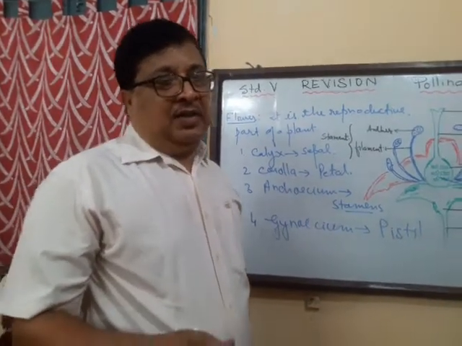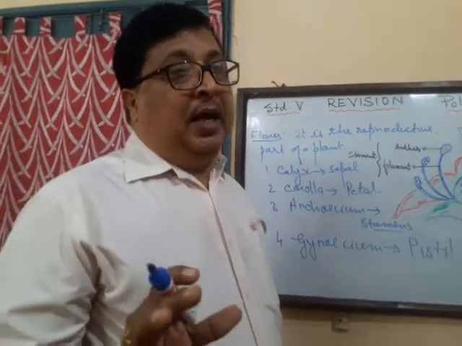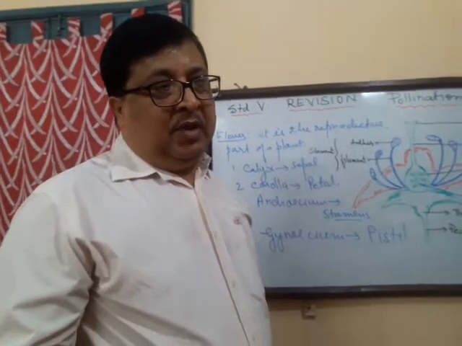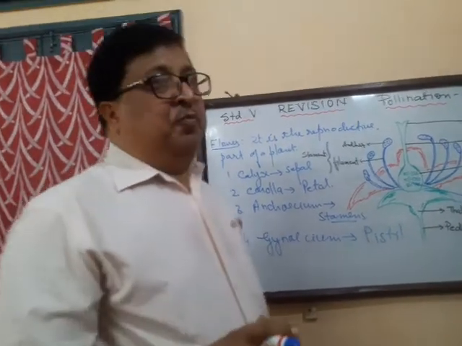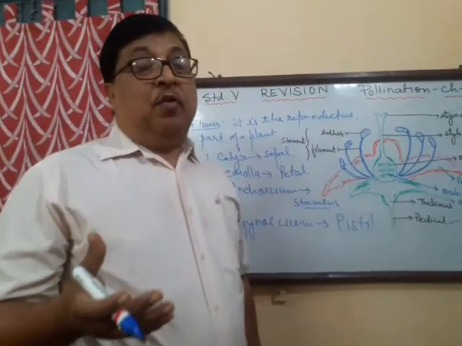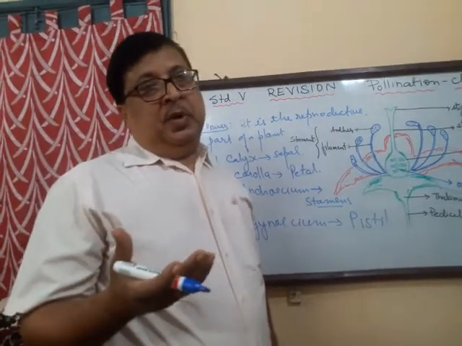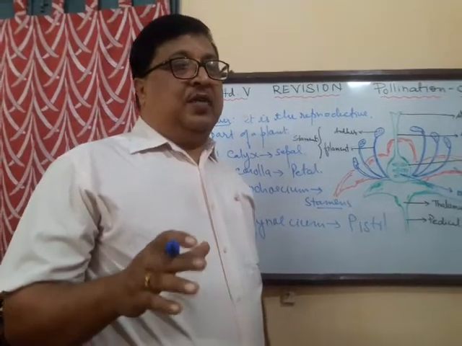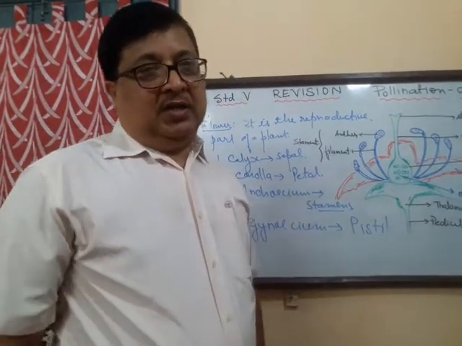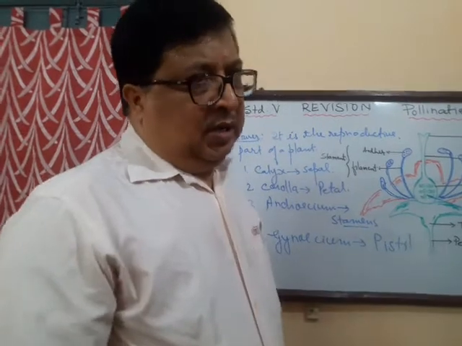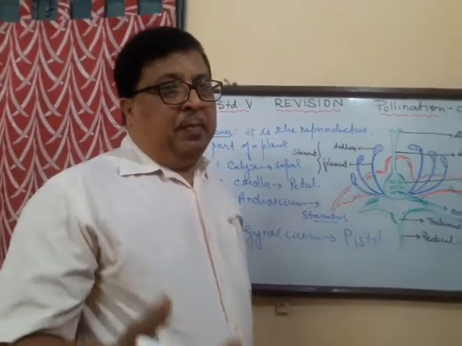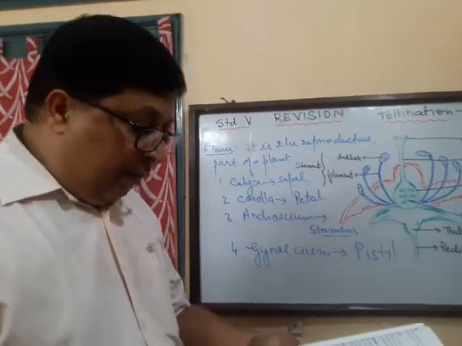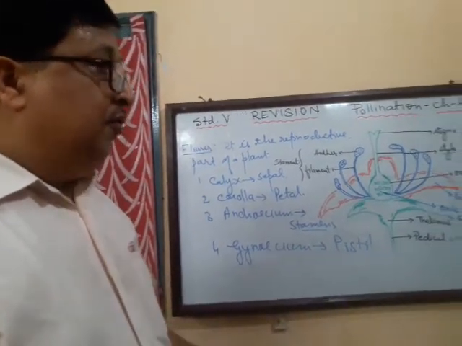The bisexual flowers have both male and female reproductive parts. The best example is again hibiscus. Then there are a few flowers that have only the male reproductive part or the female reproductive part. Those flowers are called unisexual flowers. Examples, of course, are cucumber and papaya. Even pumpkin, these are unisexual flowers.